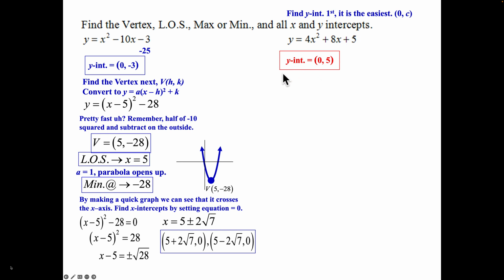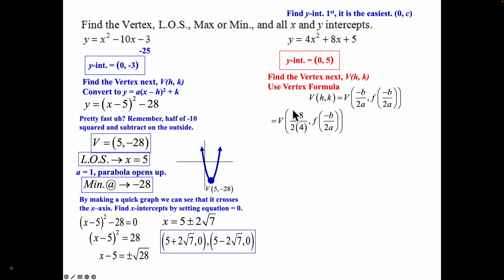Now, to find my vertex, we're going to go to the vertex formula. Remember, negative b over 2a, then plug it back in to find it. So negative 8 over 2 times 4. This will be a negative 1, which means now we need to take negative 1 and substitute it into these x's. That's what this notation here means.